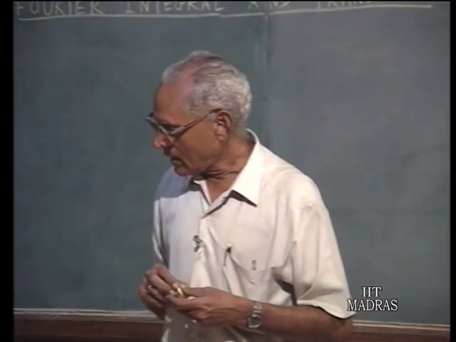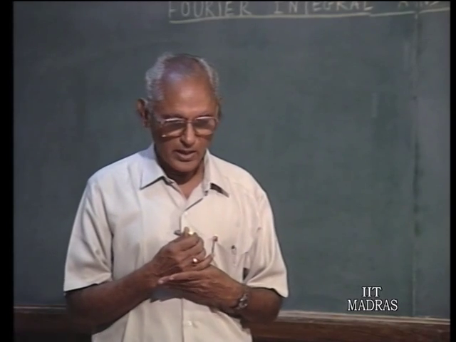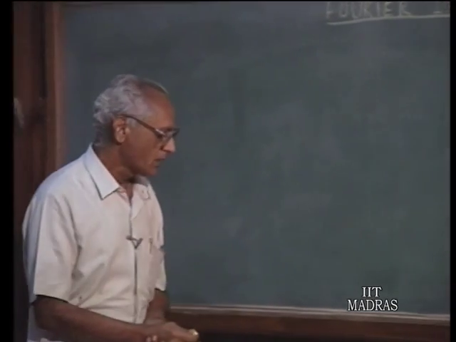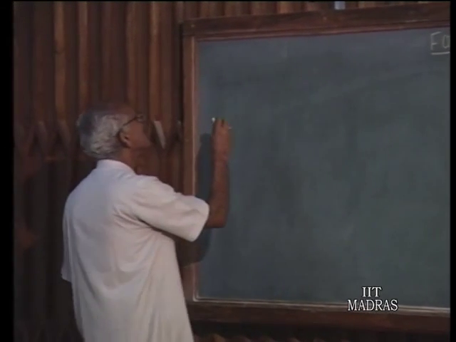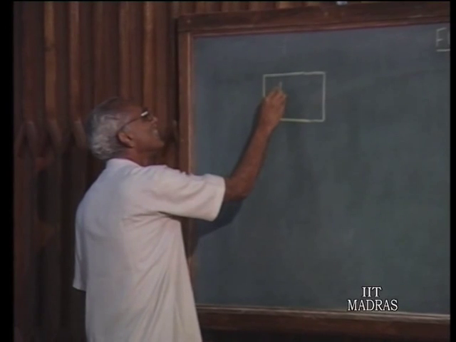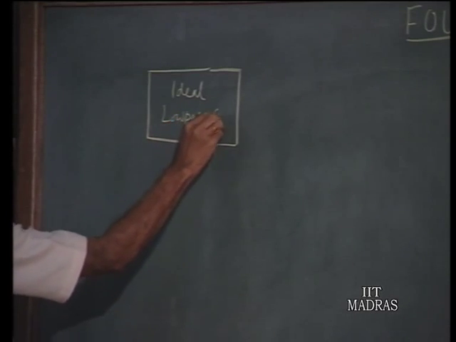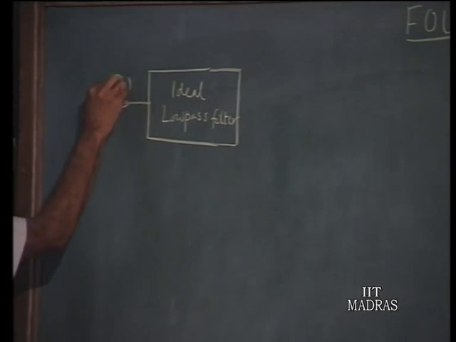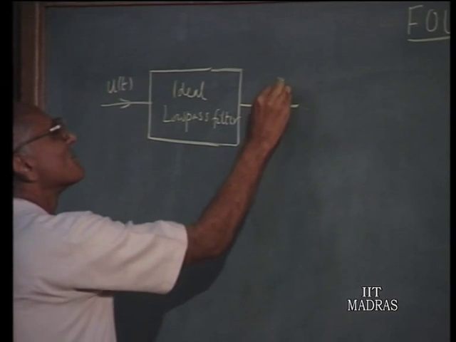Now, let us take a second example to illustrate the application of the Fourier theory to a network or a system which is characterized by its frequency response. So, let me take a filter network and see how the Fourier theory can be applied to this network. Let us consider an ideal low pass filter, and we apply a unit step function as its excitation, and we would like to find out what the response is.